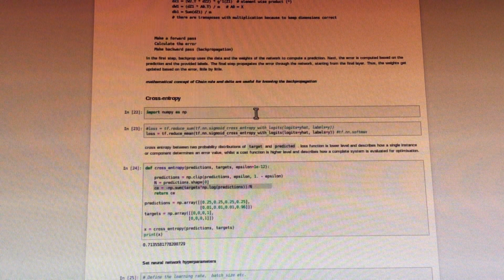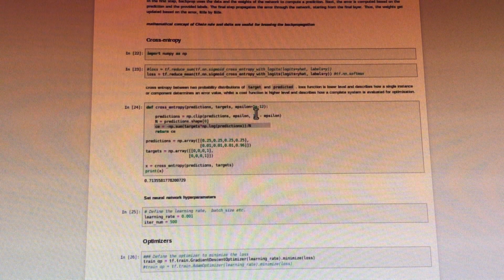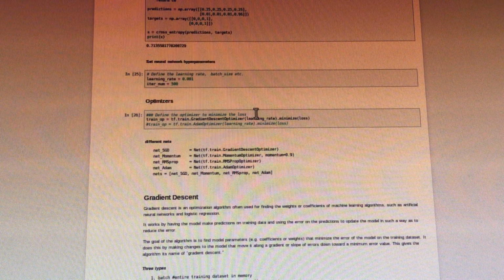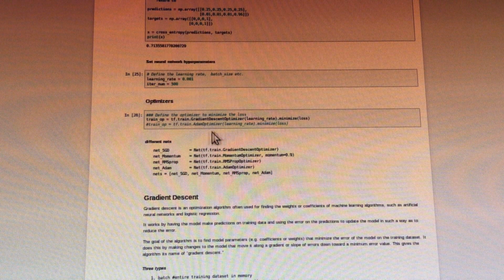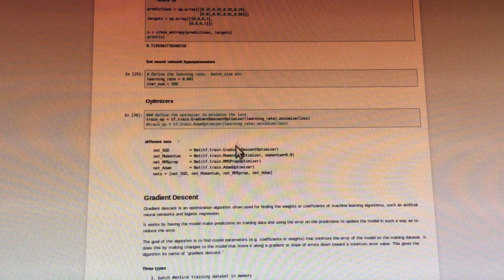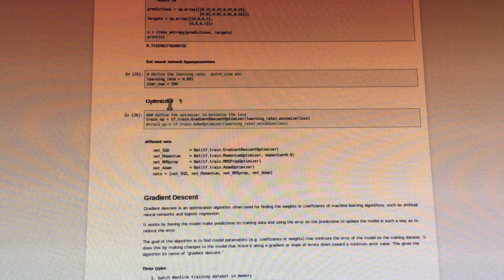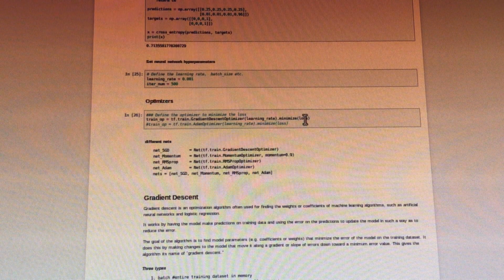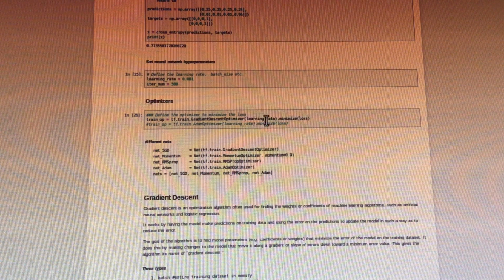So our objective is to make this loss minimum. This minimization of the loss can be done using optimizers. There are several optimizers like gradient descent optimizer, Adam optimizer, and more. To get this optimized value, we are passing the parameters of loss and the learning rate.